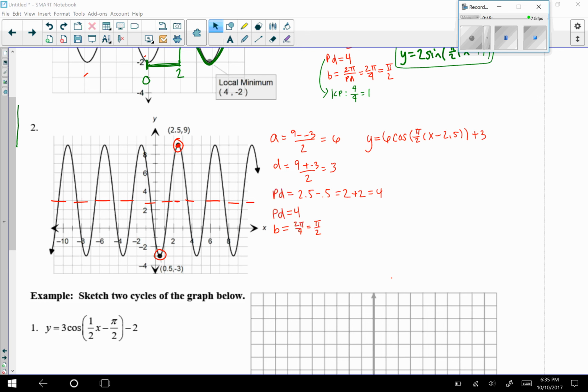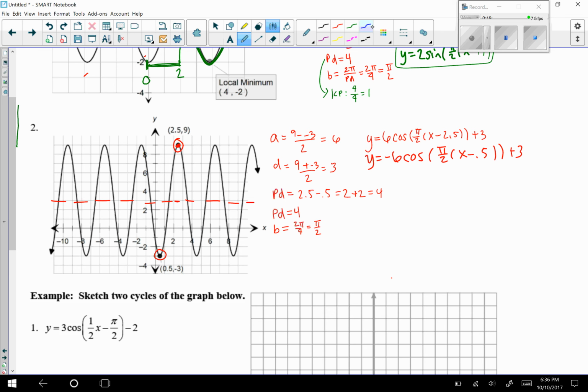Of course, that's just one possible equation. I could have also used this point down here that we have at 0.5. And since that's down, my equation, if I started there instead, would be y equals -6 times the cosine of pi over 2 times x minus 0.5 plus 3. So those are two different options. And of course, we could really start at any max or min on our graph and do the same thing.